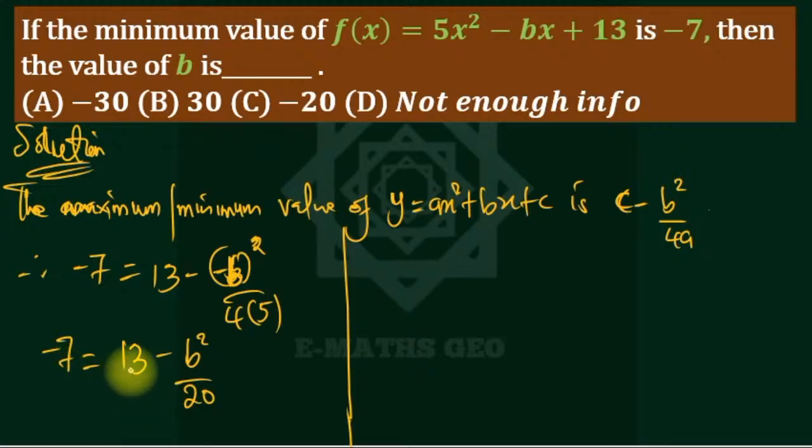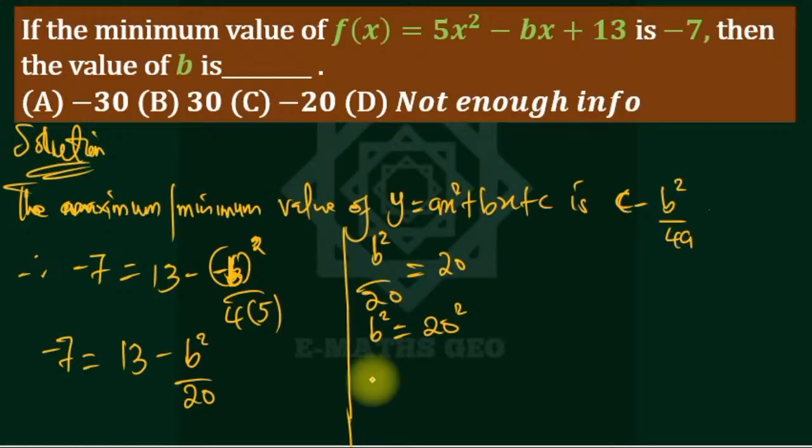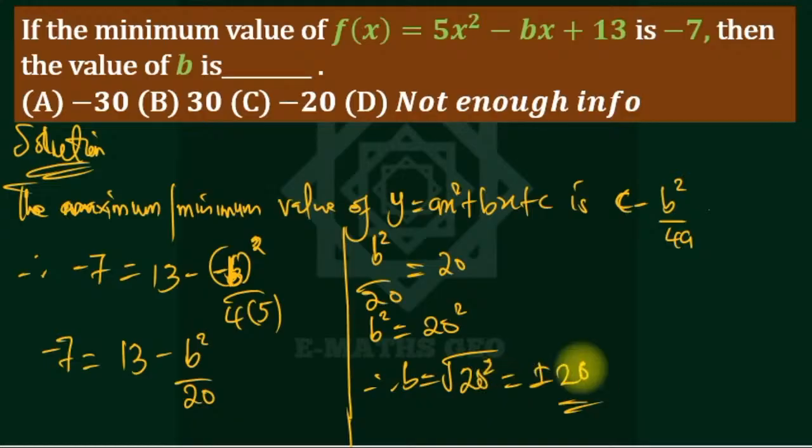So from here we move minus b squared over 20 to the other side, to be b squared over 20 equals 13 plus 7, which is 20. So b squared is 20 squared. Therefore b is the square root of 20 squared. So the answer is plus or minus 20. So the answer is option C.